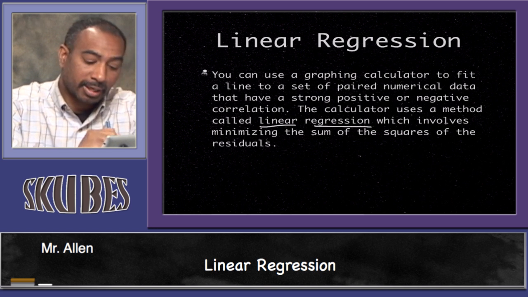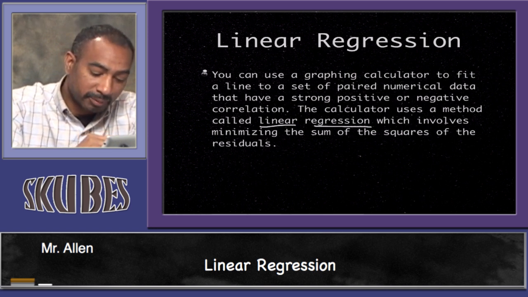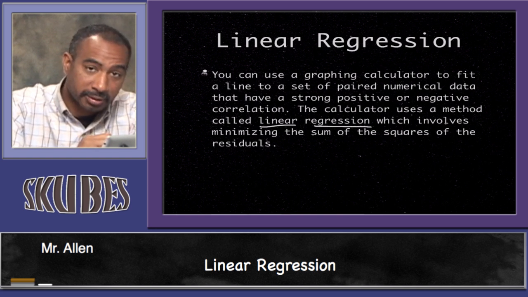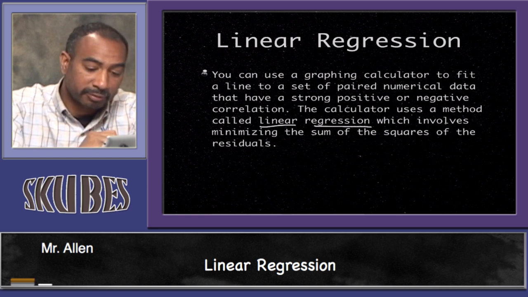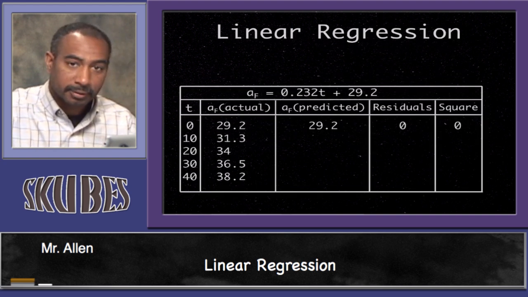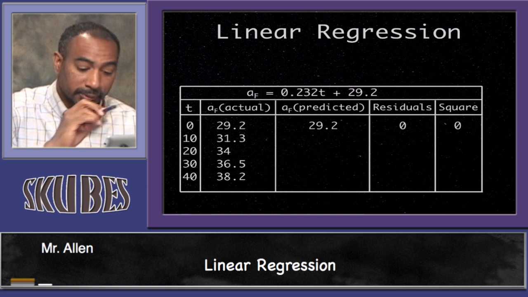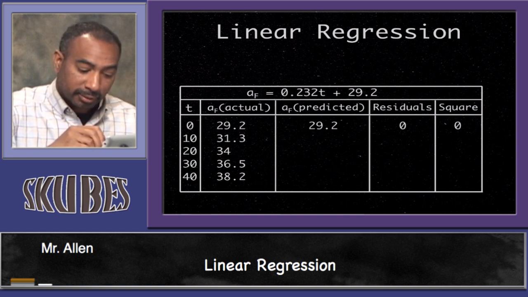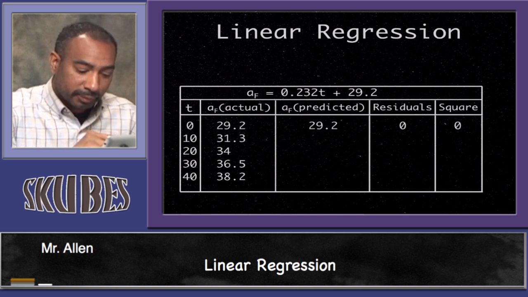And the name of the game is you're going to get the residuals like we did in the previous lessons, and you want to square them and add them up. And whatever has the lowest sum is the one that has the best line of fit. Okay, we're going to do the same as the previous lesson, except we're going to square the residual at the end. For example, if t is 0, then we get 29.2.